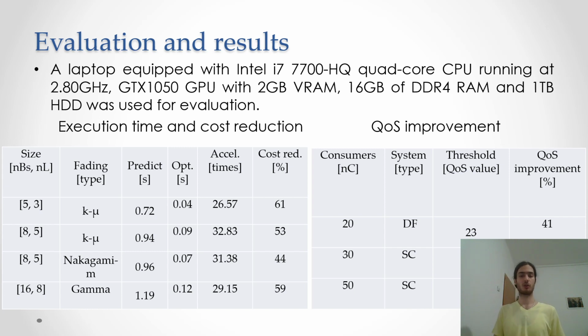And finally, on the right side, we can see the quality of service improvement for a different number of consumers within the environment. We used different types of base stations using different techniques. They call them forward and selection combining. The given threshold for quality of service was the limit when the optimization strategy was triggered.